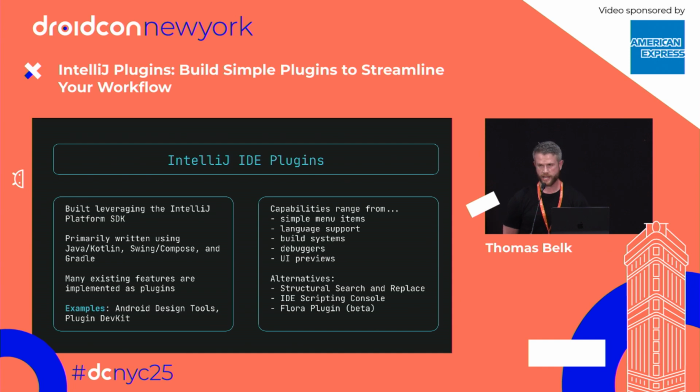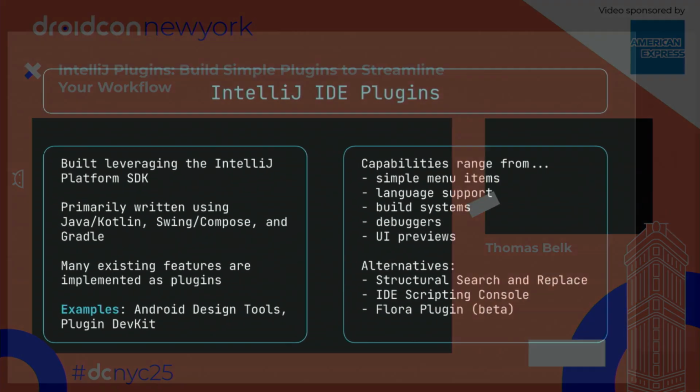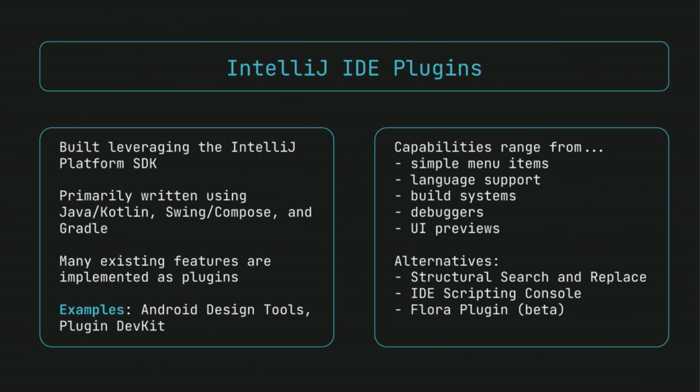The IntelliJ Platform SDK provides a platform for building IDEs, such as Android Studio from Google. It's used to power JetBrains products and is open source. Plugins are primarily written using Java and Kotlin, with the UI written primarily in Swing or Compose, and then there's a Gradle sublayer. There are many existing plugins that some of you may already be familiar with, like Android Design Tools, the Android IDE plugin, and the Plugin DevKit. Plugins can range in complexity from simple menu items to supporting entire languages, and in some cases, implementing an actual IntelliJ plugin may be overkill.